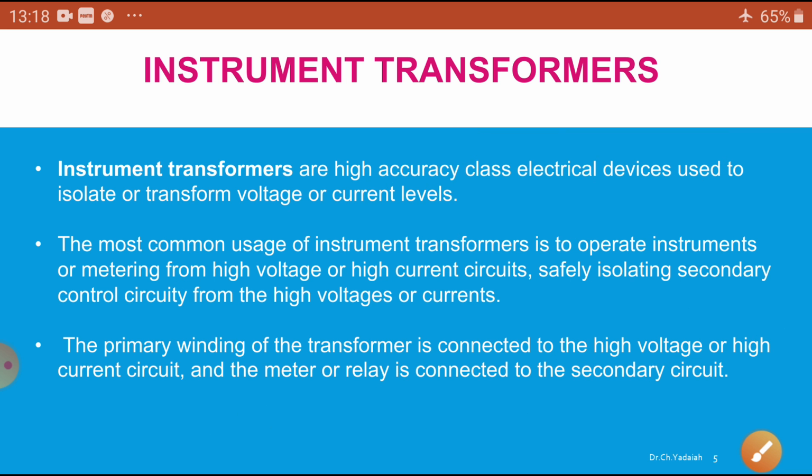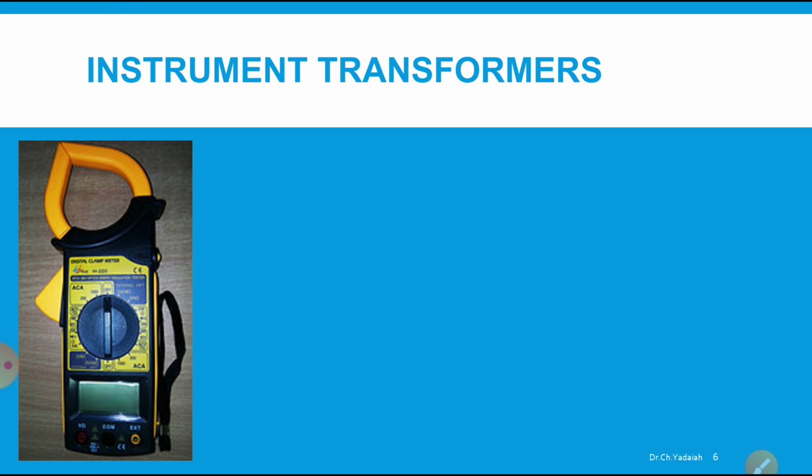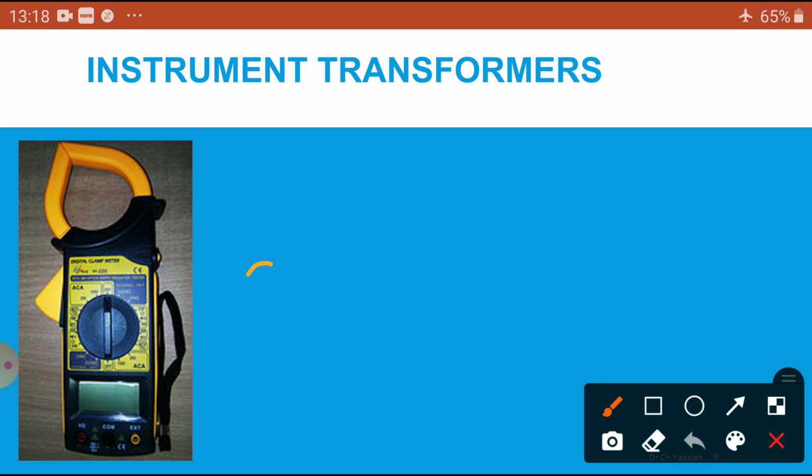Now you can see all this in the next classes. Okay, now have you seen these instruments at any time? What are these instruments? What is this one? This is a tong tester, the clamp meter. What is this one? The clamp meter.